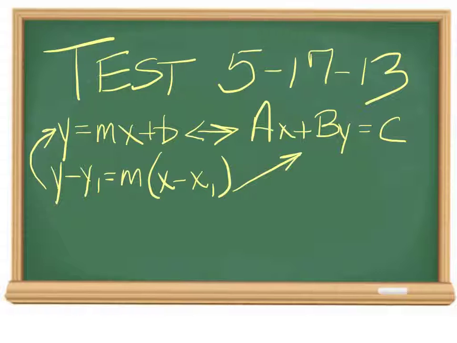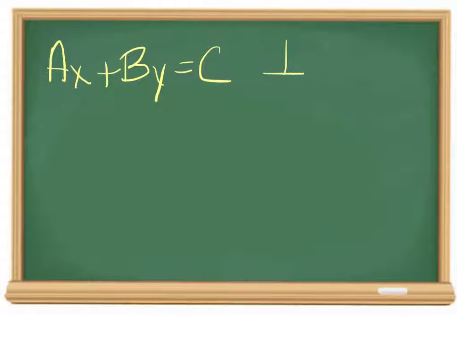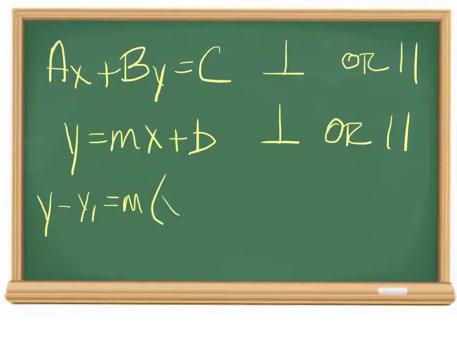You must also be able to find a line that is either perpendicular or parallel to any one of these forms. You could have ax plus by equals c form and have to find a perpendicular or parallel line. It could be in this form, perpendicular or parallel. It could also be in this form, point slope, perpendicular or parallel.